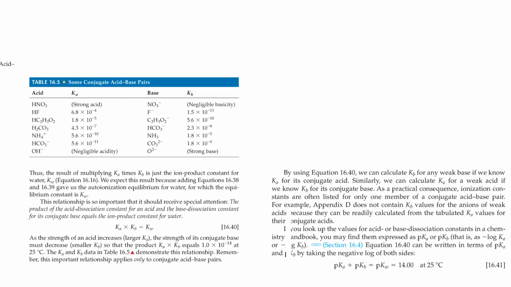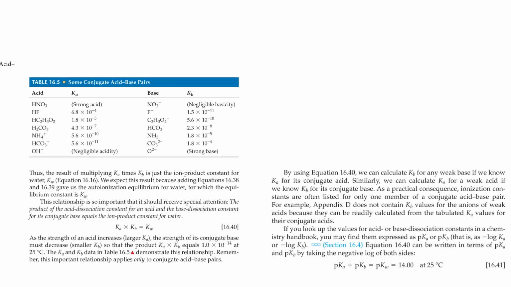As the strength of an acid increases, the larger the K sub A, the strength of the conjugate base must decrease, smaller K sub B, so that the product K sub A times K sub B equals 1.0 times 10 to the negative 14 at 25 Celsius. The Ka and Kb data in Table 16.5 demonstrate this relationship. Remember, this important relationship applies only to conjugate acid-base pairs.